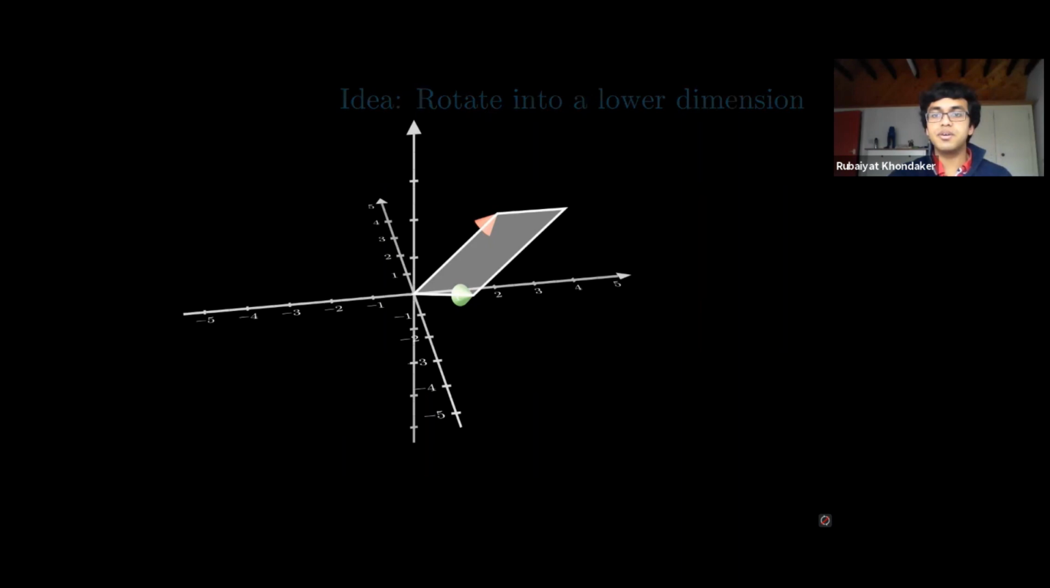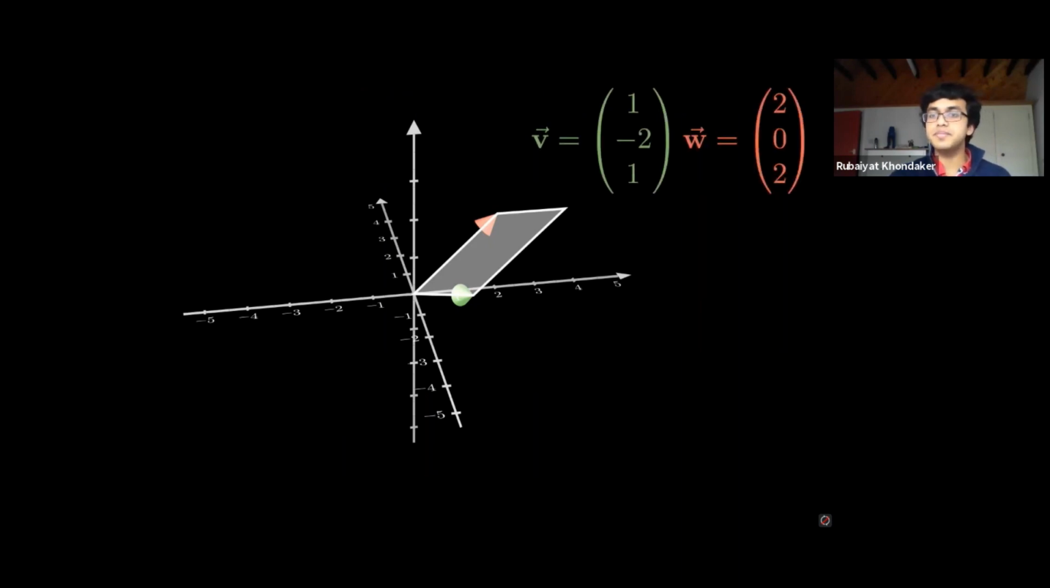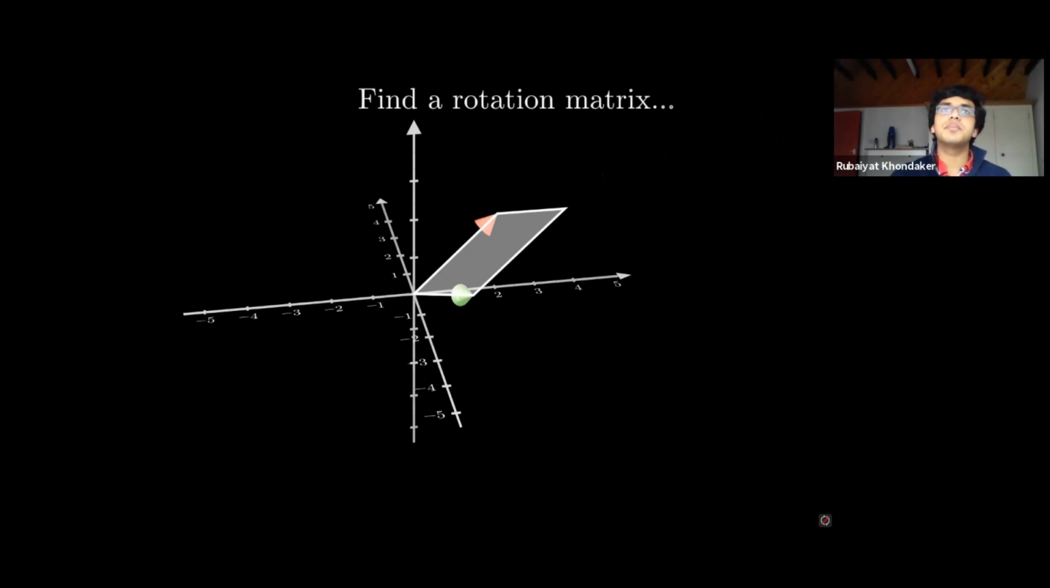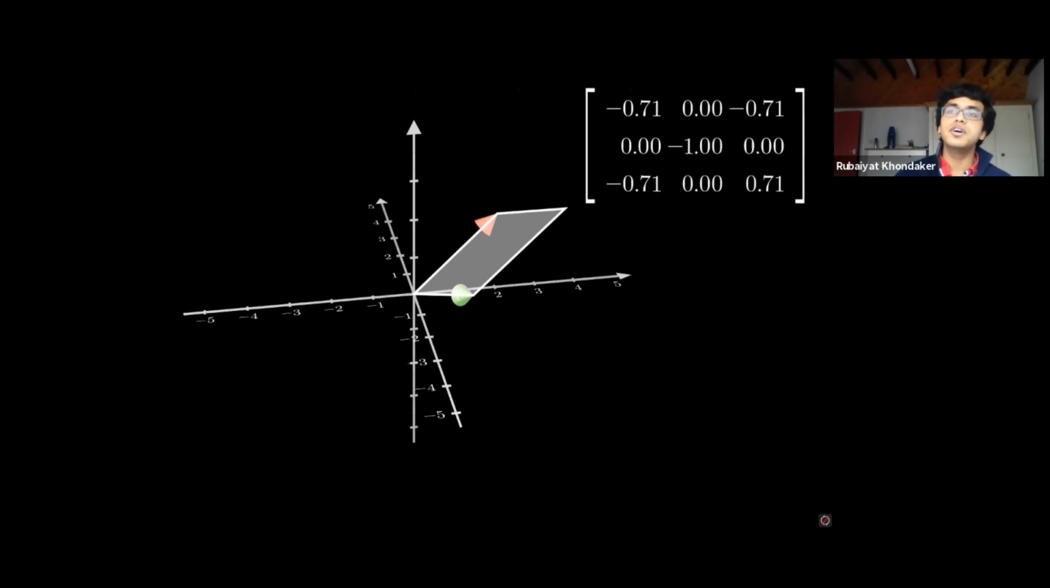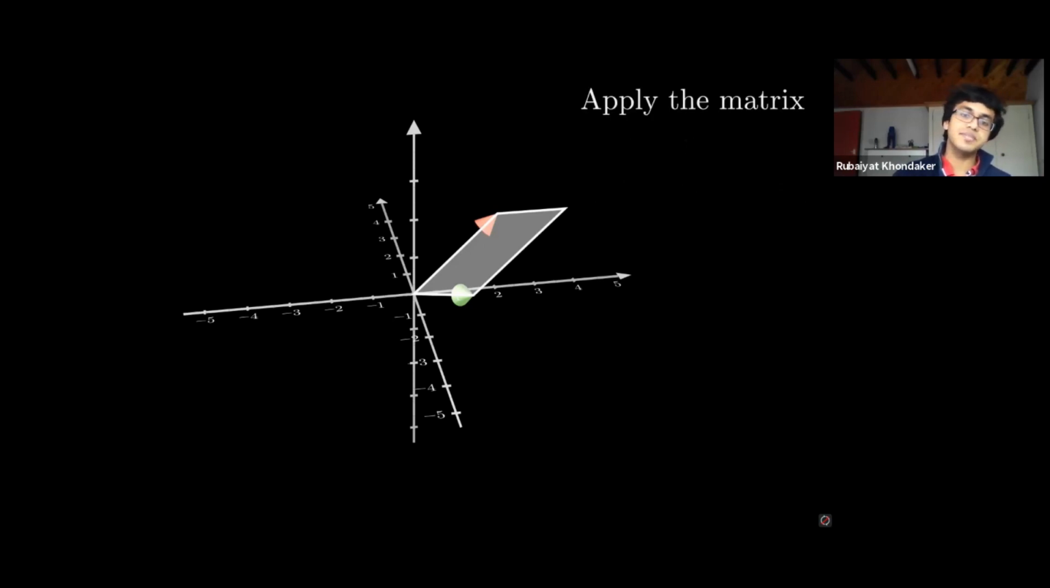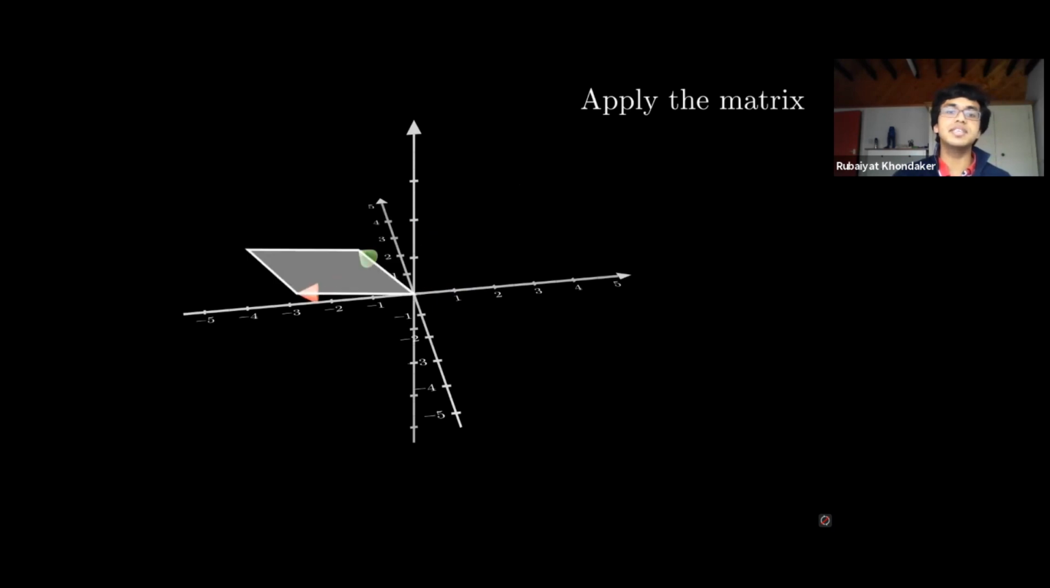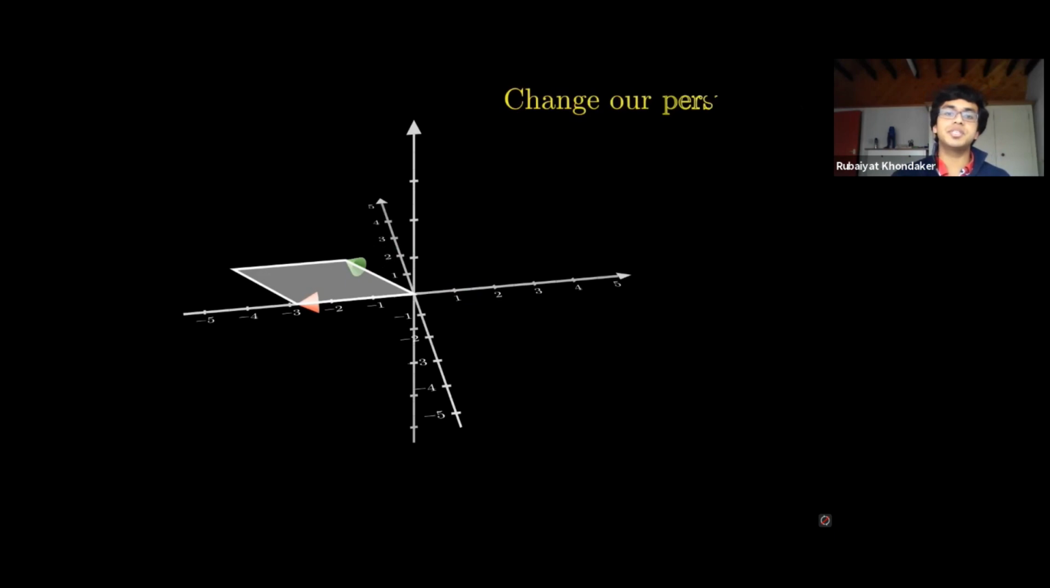Well, I'll give you the coordinates of V and W again: (1, -2, 1) and (2, 0, 2). And the hope is that you can find a rotation matrix. How exactly? For now, we'll just say it's by magic. In this case, the particular rotation matrix that works happens to have those values, rounded to 2 decimal places here. So you find the matrix by magic, and you apply the matrix, which rotates the vectors down to the xy plane. And then what we do is change our perspective.